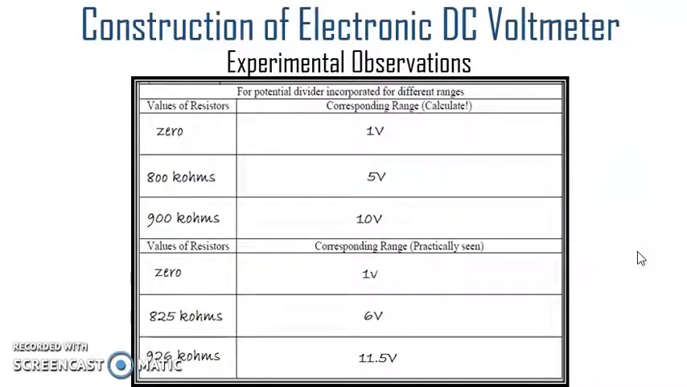Similarly, these values were cross verified. These are the calculated values of resistors and voltages. These are correspondingly the calculated values, and the practically seen values of the resistors and the voltages.